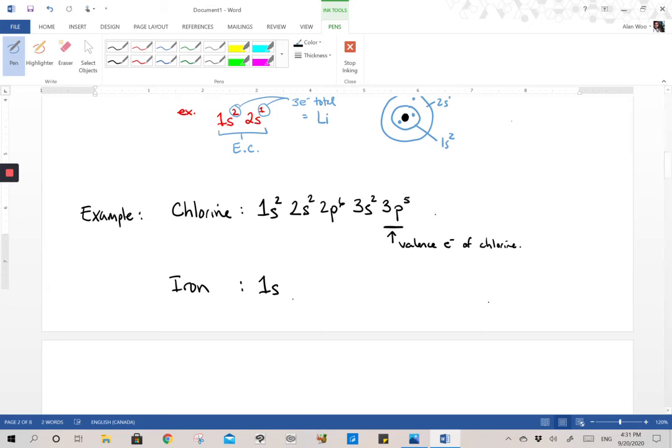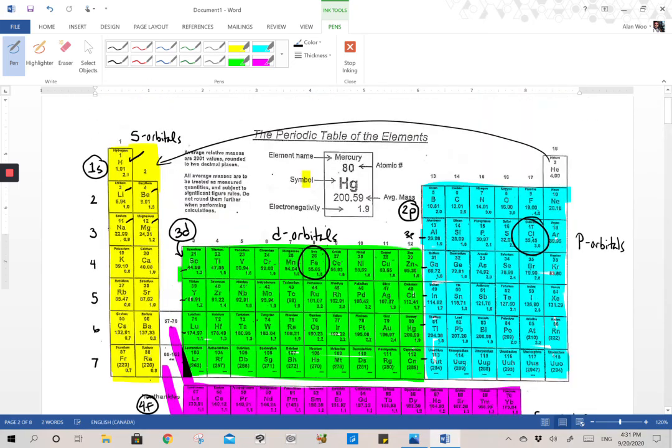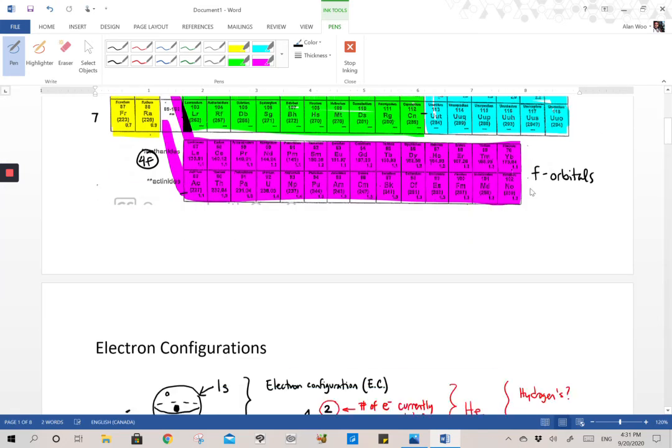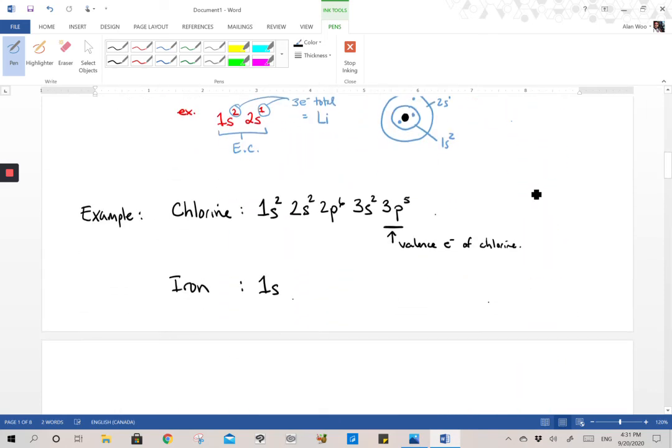If you were to add all of those superscript numbers, all the numbers that represent the electrons, it should add up to 17, because chlorine should have a total of 17 electrons. So if you add 2, 2, plus 6, plus 2, plus 5, that should equal 17. Okay, so let's look at iron.